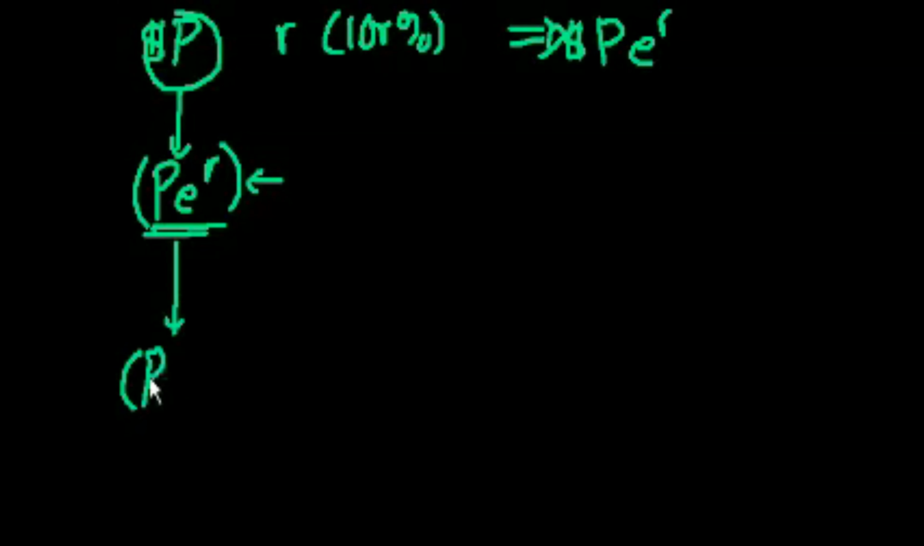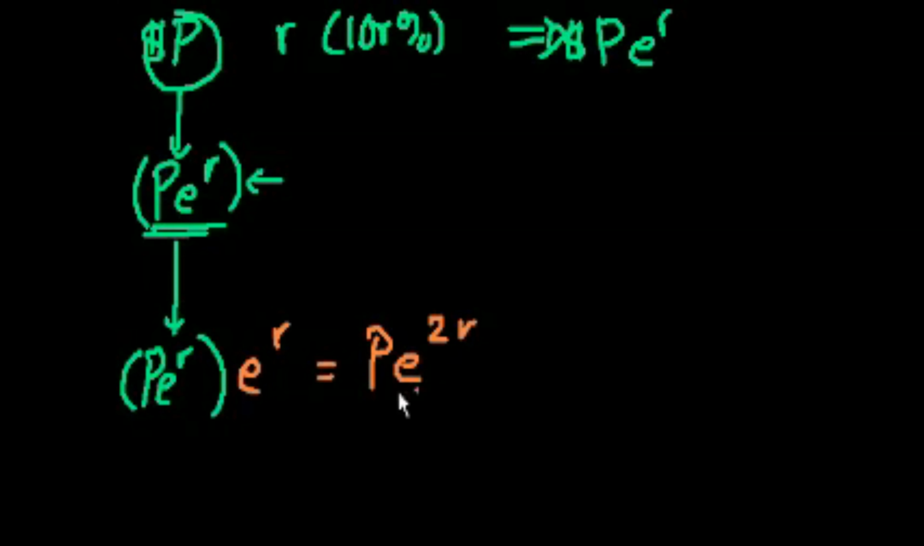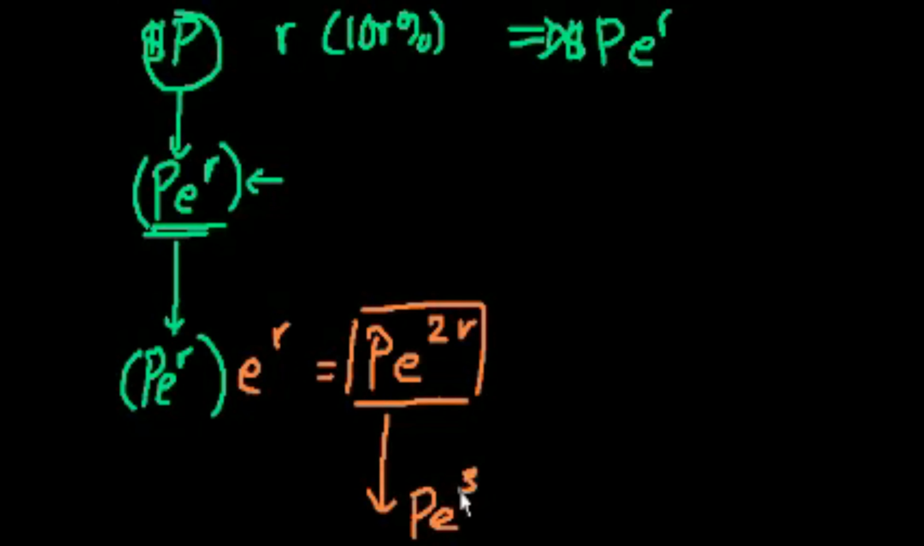So I could write P e to the R, and that new principal is going to compound for another year. So e to the R. So that equals P e to the 2R. And similarly, this is now my new principal. If I were to borrow it for another year, it becomes P e to the 3R.